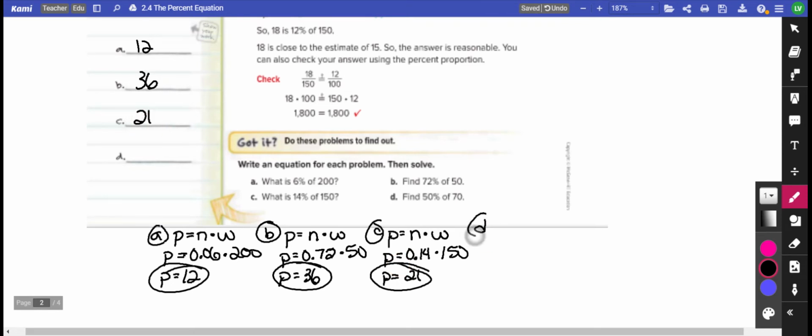Let's solve for letter D. We're going to find 50% of 70. So our part equals the percentage times the whole. So the part equals 50%, you could write that as 5/10, times 70. So our part is 35.